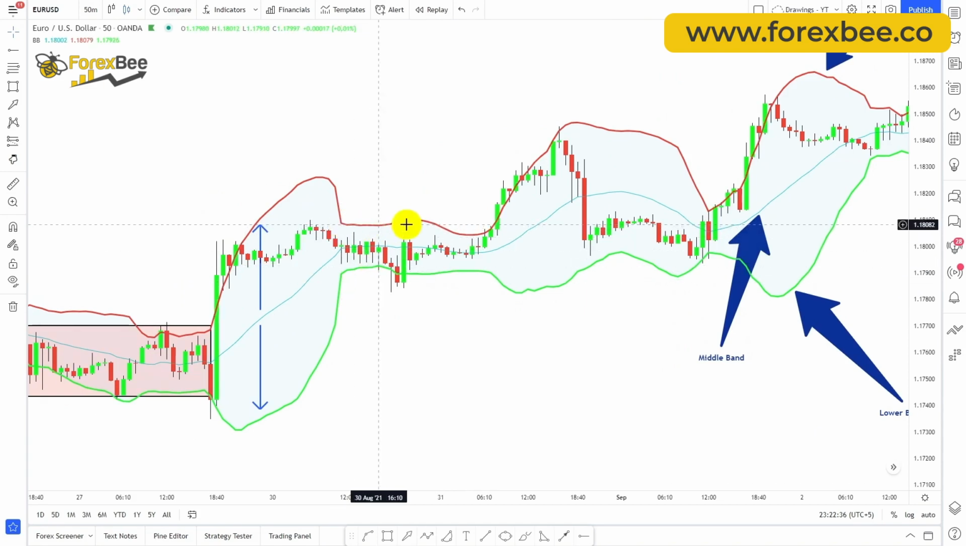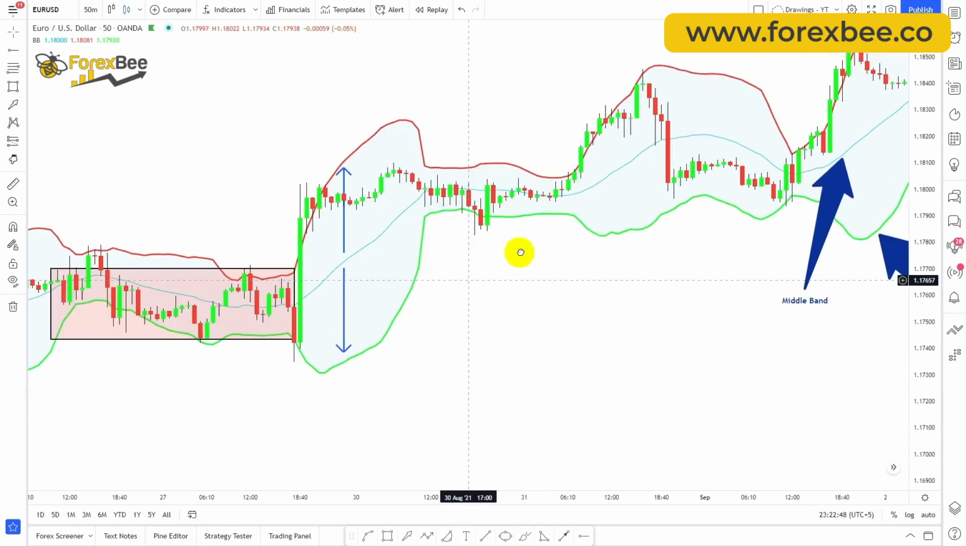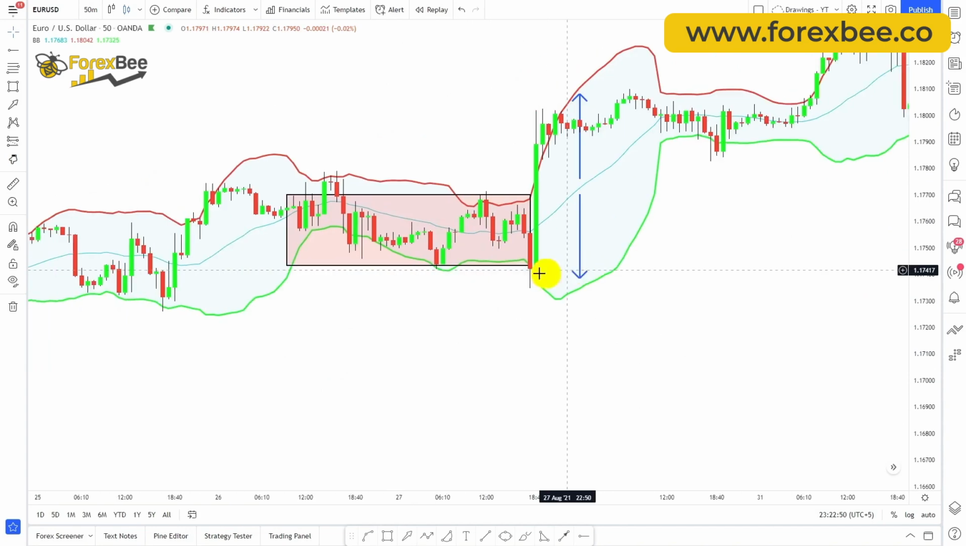If the distance is smaller and the inclination is not big, and the bands are moving sideways in the horizontal direction, as we can see here, then it means that the market is currently ranging, as we can see here and here as well. So this is a ranging market.